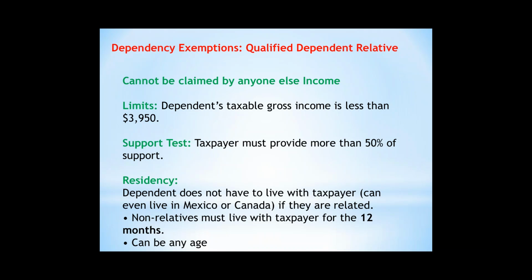So it may not necessarily be an immediate dependent, but somebody that lives in the home. If that's the case, again, the biggest distinction that makes them a dependent is that they've been in the home for 12 months and that the taxpayer has provided more than half of their support.